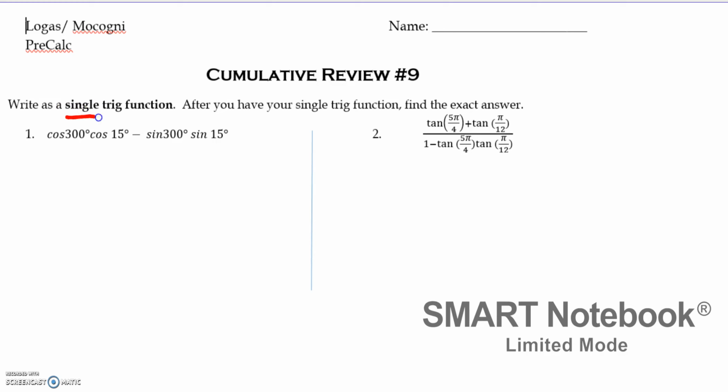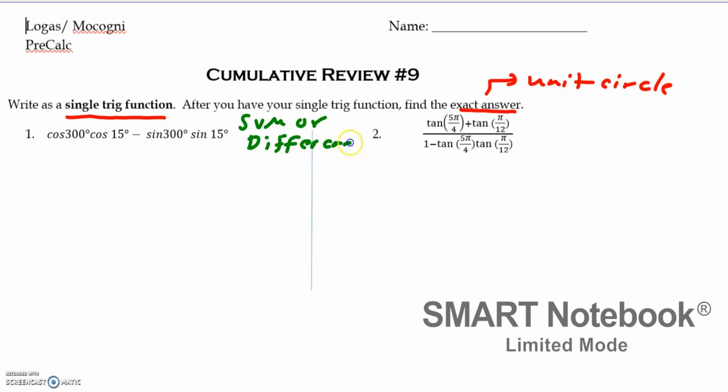So, if I take a look at numbers 1 and 2, we want to write these both as a single trig function, and after we have a single trig function, we would like an exact answer, and that usually means we are going to use the unit circle to find that. If I look at the first one, it has cosine of 300 degrees times cosine of 15 minus sine of 300 times sine of 15. Whenever I see something that is subtracting, and like number 2, I see things that are adding and subtracting, my mind goes to either a sum or difference formula.